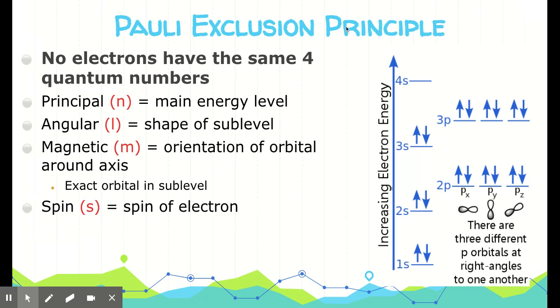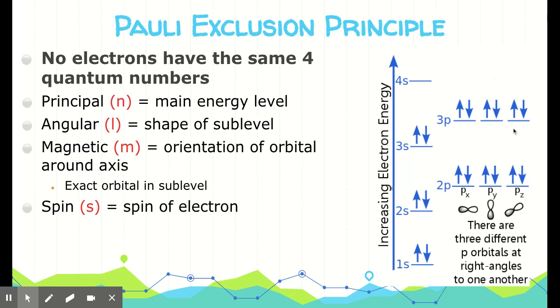What the Pauli exclusion principle is saying is that no electrons have the same 4 quantum numbers, and these are the quantum numbers. It's not actually a number necessarily, it's like these 4 qualities. So no 2 electrons are ever going to be in exactly the same position. That's what that's saying.